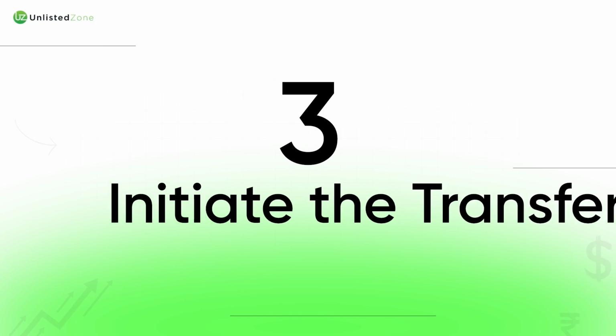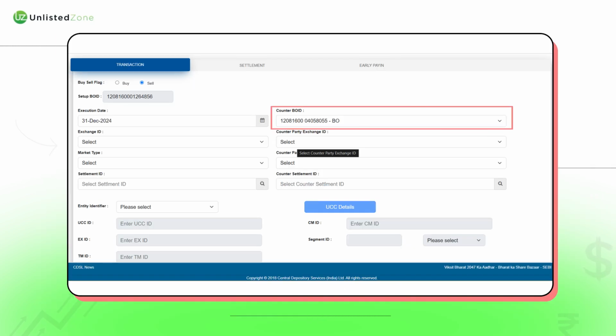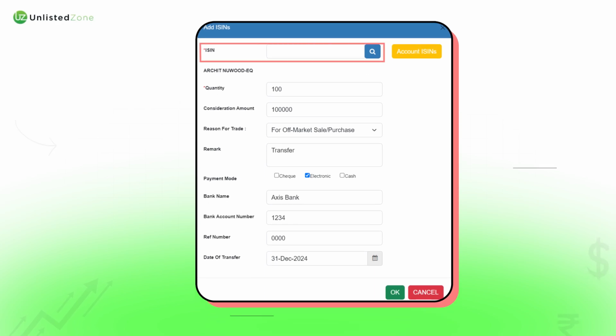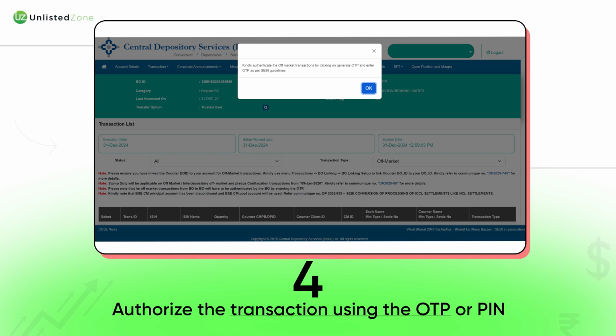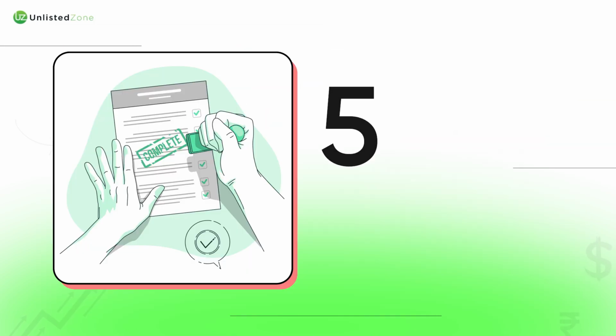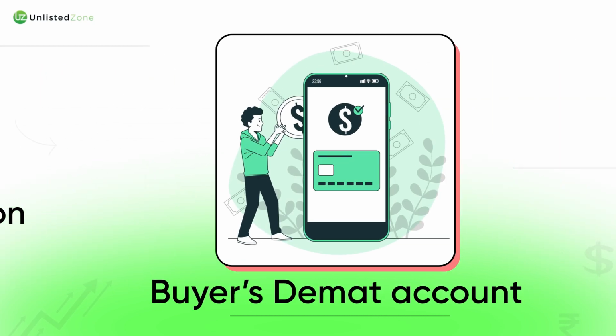Third, initiate the transfer. Select the Setup Transfer option. Enter the buyer's Demat account details. Specify the ISIN, quantity and settlement type as off-market. Fourth, authorize the transfer. Authorize the transaction using the OTP or PIN. Now fifth, completion. Once authorized, the shares are transferred electronically to the buyer's Demat account.